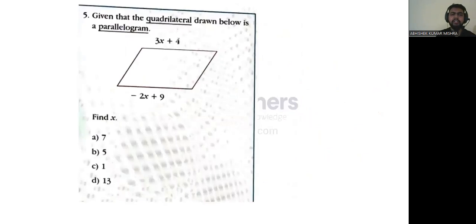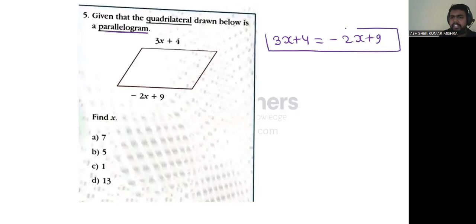Let us come to the other question. How to solve this question? We know the opposite sides are congruent in a parallelogram, and they have given that this quadrilateral is a parallelogram. So simply we are going to write 3x plus 4 is equal to negative 2x plus 9. And now this is a linear equation in one variable. I hope you know how to solve this.